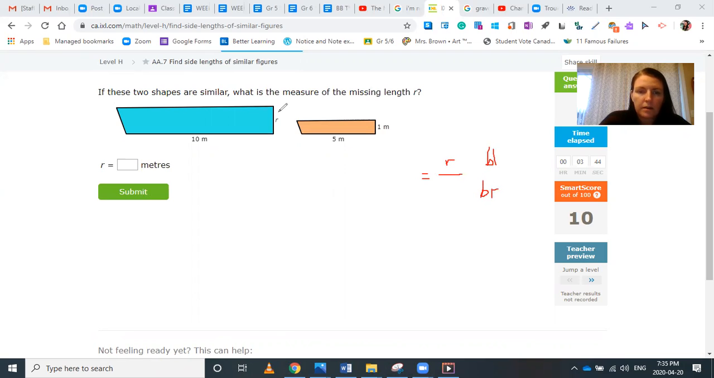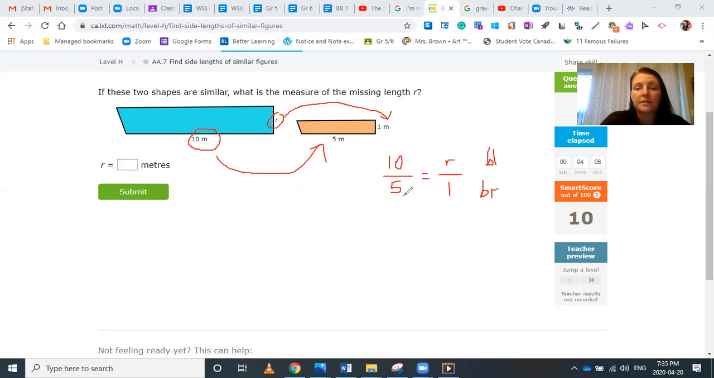R is over here. So the corresponding side on the other shape is this one over here, which is 1. Then we have, again, blue on the top, the other side that we've been given, 10, over its corresponding side on the brown, which is 5.